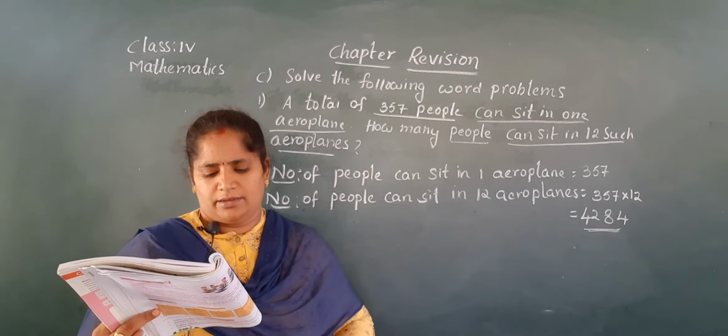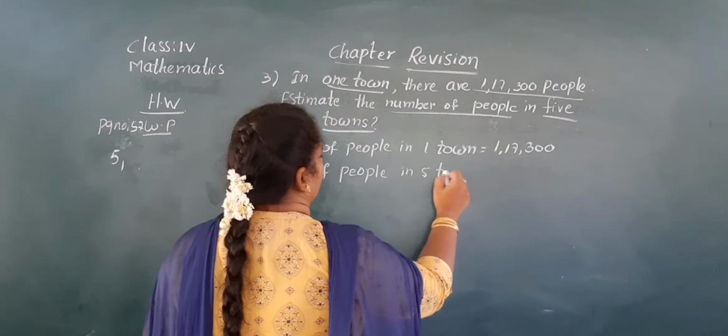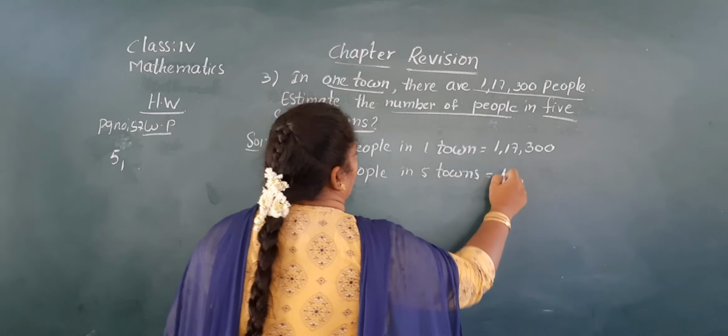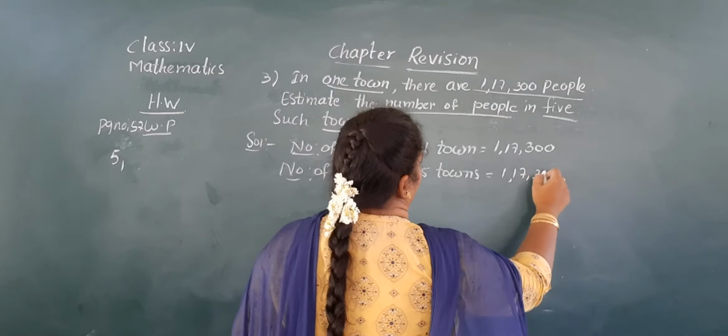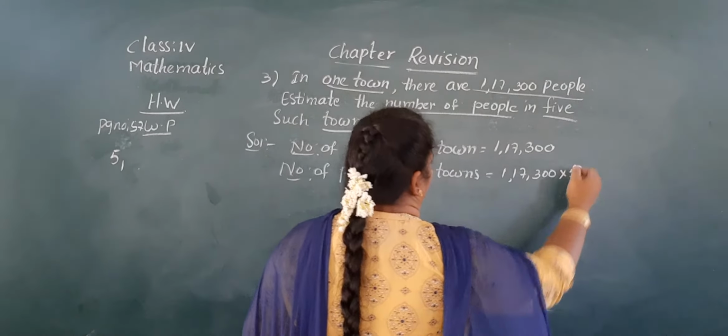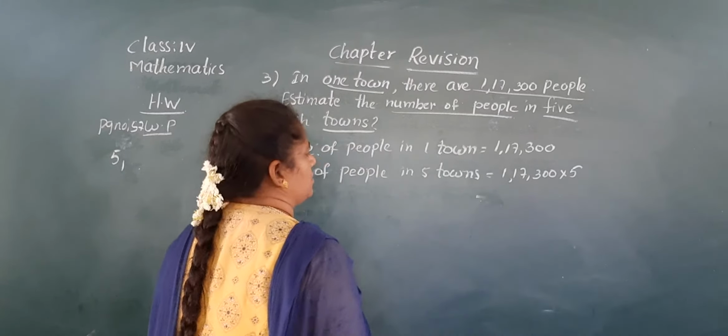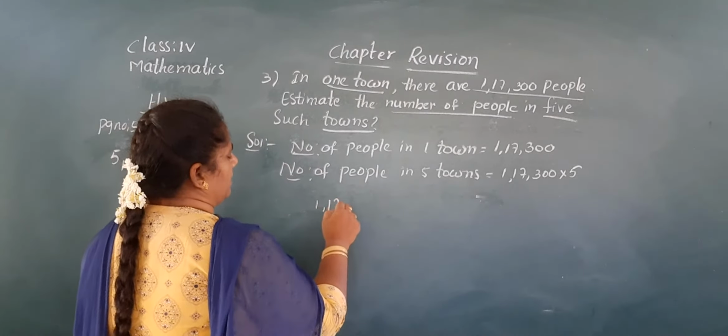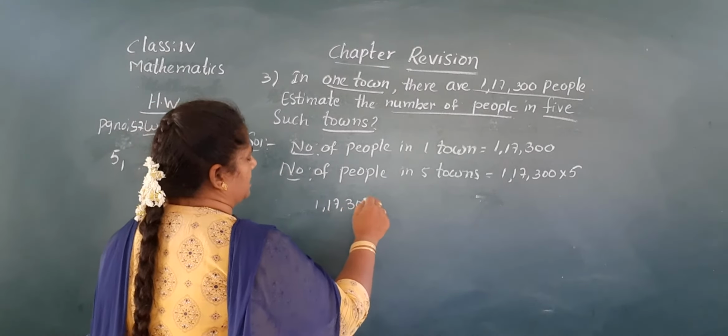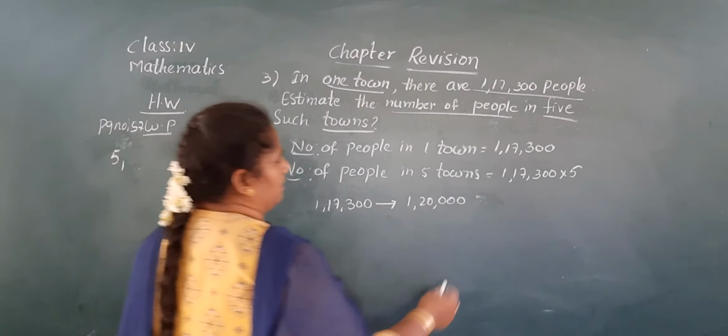1,17,300. Now, the number of people in 5 towns: 1,17,300 into 5. Okay, ma? So first you estimate this. 1,17,300 is rounded off to 1,20,000. Okay.